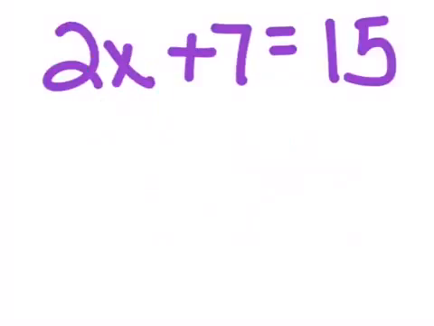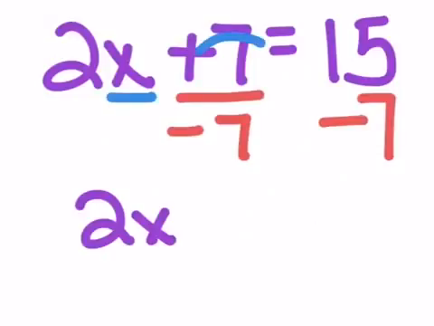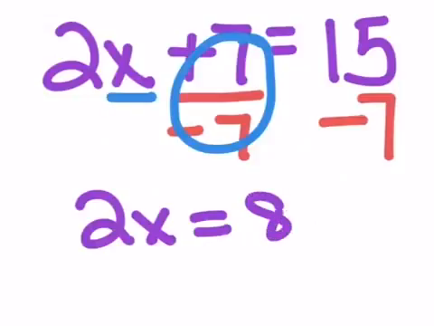All right, next example. This time we have a couple different steps to do, and if we take a look at it, our variable's right here, and we have 7 being added to it. So we need to reverse that 7. So we're going to subtract it. And that's going to leave me with the 2x, because I didn't change it, so I'm copying it down. And then 7 and negative 7 gives me 0. And 15 minus 7 is 8.